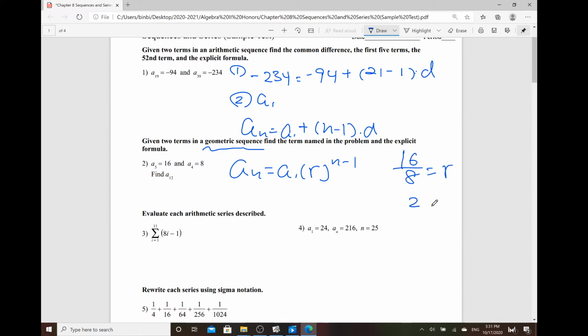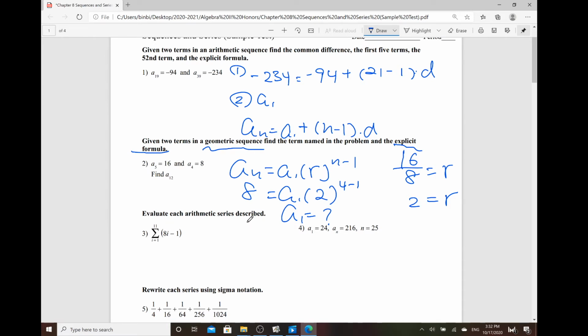So that'll be what? 2. And once you get the common ratio, just find a sub 1, using the lower term as a sub n. So 8 equals a sub 1 times the common ratio, 2, to the power n minus 1, so 4 minus 1. And then you just solve for a sub 1. Once you solve for a sub 1, you can find a sub 12. Again, use the same formula to find a sub 12, and then use the same formula to find the explicit formula.